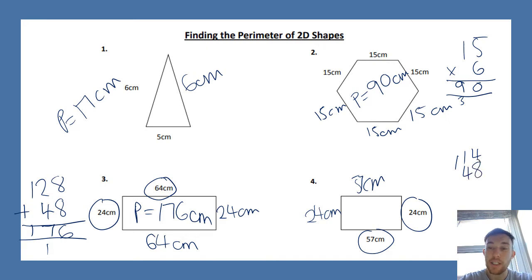Okay, so doubling really comes in handy when it comes to rectangles. So 4 plus 8 is 12. 1 plus 4 is 5, plus the 1 is 6. And 1 plus 0 is 1. So the perimeter of this shape is 162 centimeters.